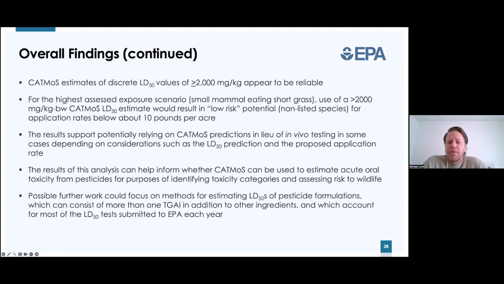Finally, additional work could focus on estimating LD50 values for product formulations, which also require acute oral toxicity to rat data, and can show differential toxicity to the technical grade active ingredient because of other included ingredients like inerts and other active ingredients. Next slide, please.